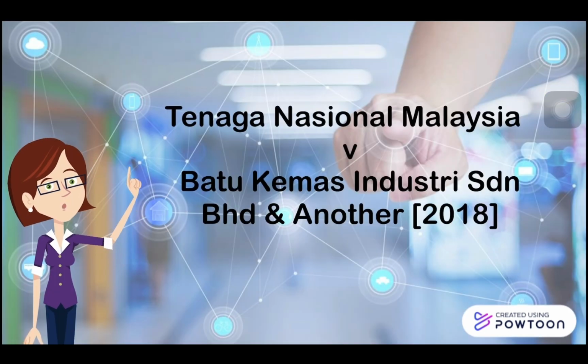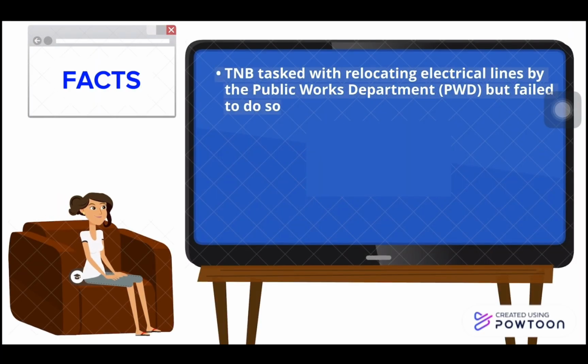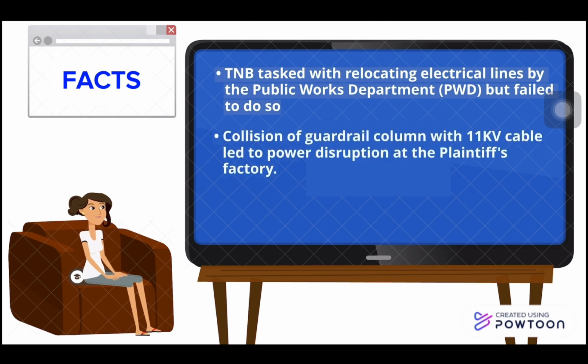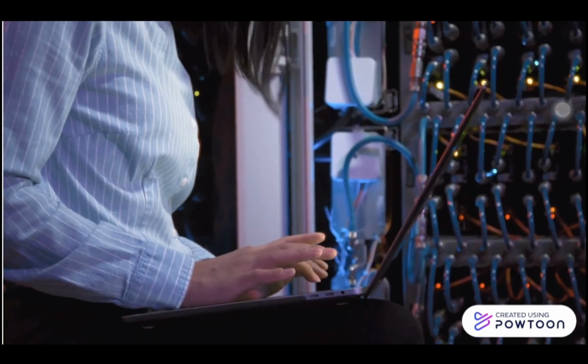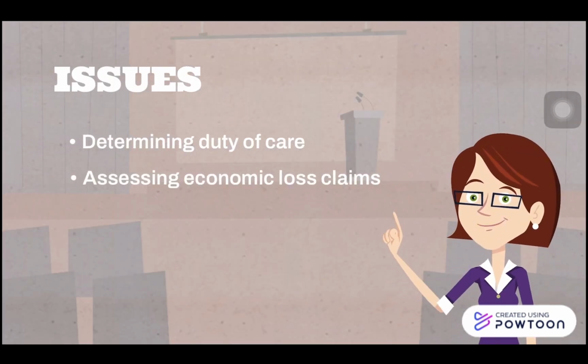The next case we'll be looking at is Tenaga Nasional Malaysia v Batu Kemas Industries in Durian Tunggal. The facts: TNB was tasked with relocating electrical lines by the Public Works Department but failed to do so. The collision of the guardrail column with the cable led to power disruption at the plaintiff's factory, and the plaintiff claimed for damages for harm to manufacturing equipment and processes. The issues are determining duty of care and assessing economic loss claims.